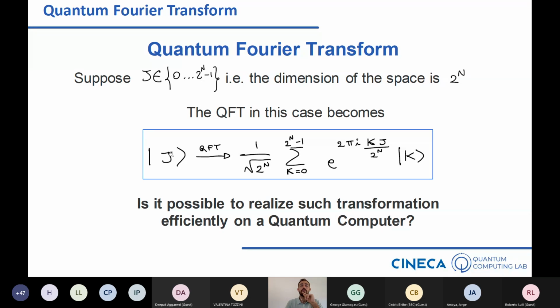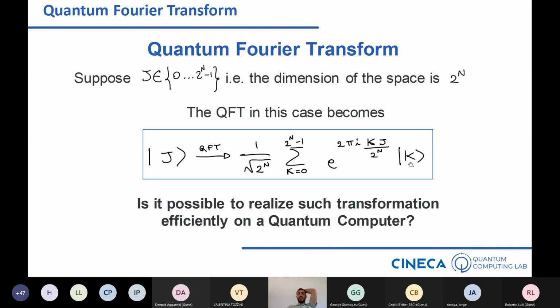A number means that in binary, you can also transform a number into binary. So it's going to be, again, an input string. j is going to be a bit string of some dimension n. But in general, j could be a number between 0 and 2 to the n minus 1. The quantum Fourier transform acts like this: it transforms the state j, as we've seen before, into the state shown here.